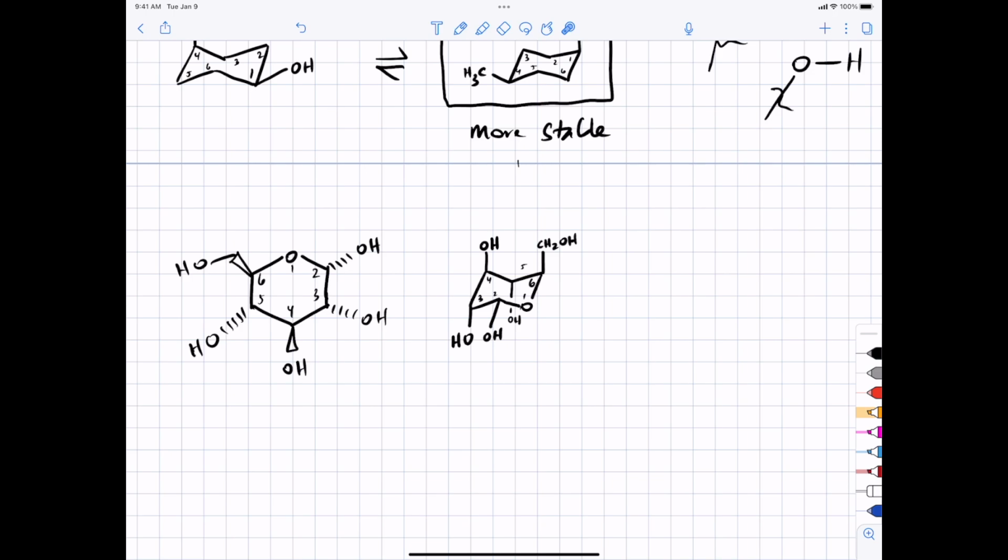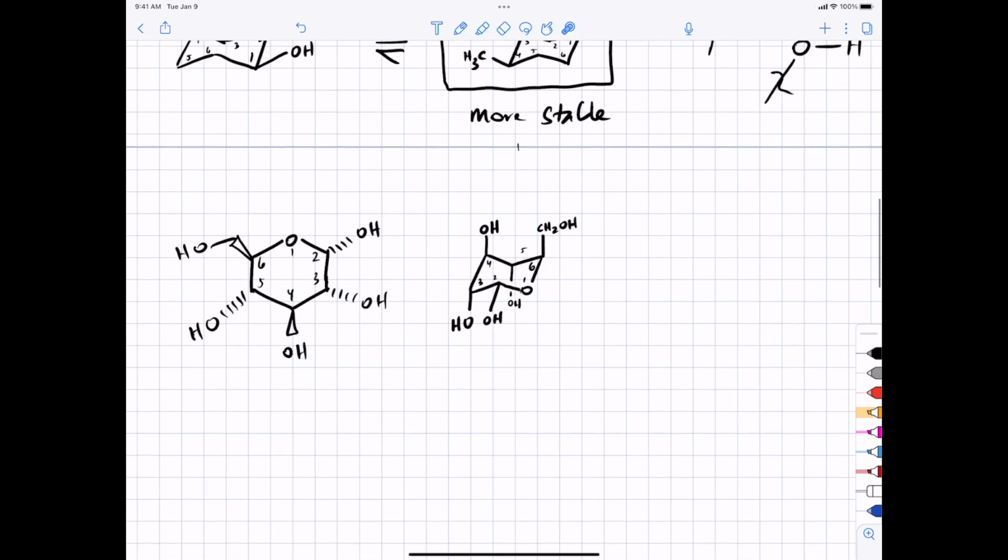But remember, we're not going to worry about whether we got the right answer when we first draw our ring because there's only ever 2 chairs and we're going to draw them both. So if you're looking at this and thinking, goodness, look at all the stuff that's axial there, isn't that bad? We don't care yet. We just care that we got the right up-down relationships.